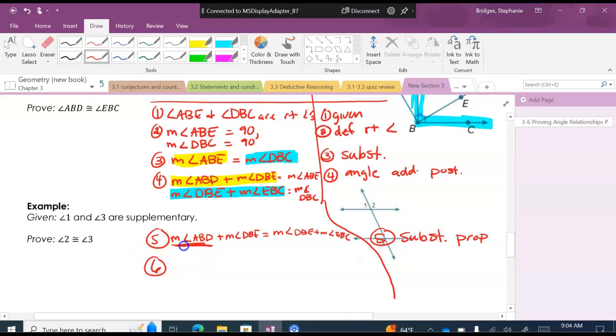I would have the measure of angle ABD equal to what other angle? The measure of angle EBC. And how did we get there? What did we do to both sides? Subtracted.